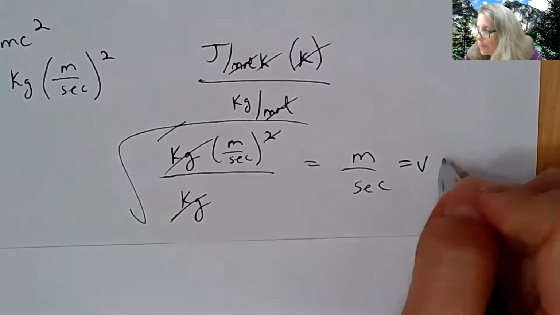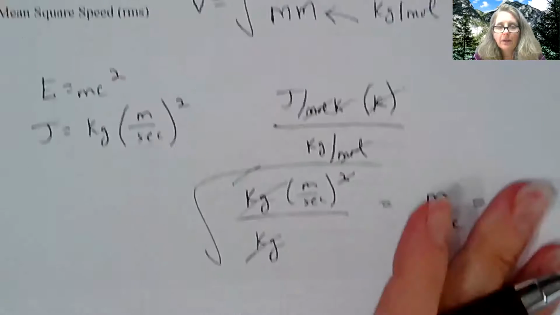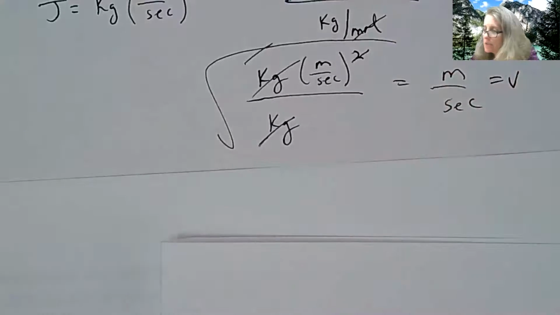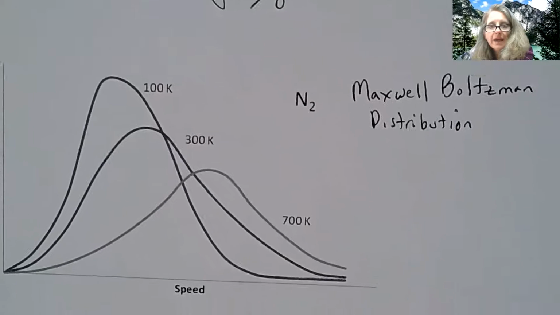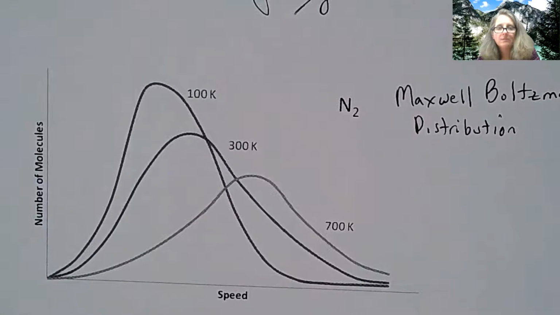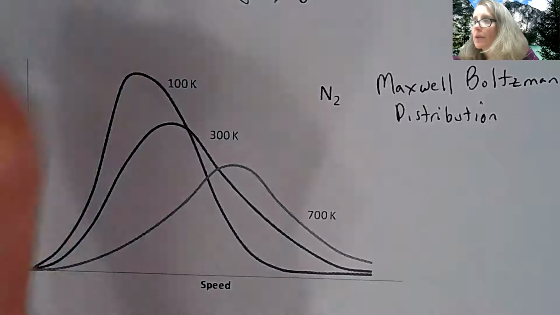And again, your book uses the U RMS. I don't care if you use that. So we're going to use that in some calculations. But before we get to that, we're going to talk about the speed of these particles and what we could see in terms of their relationship.